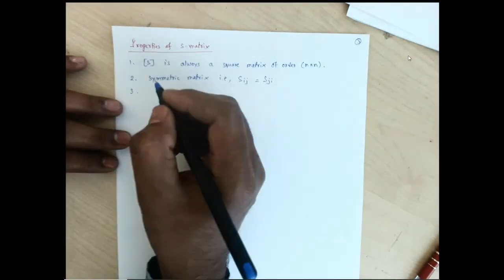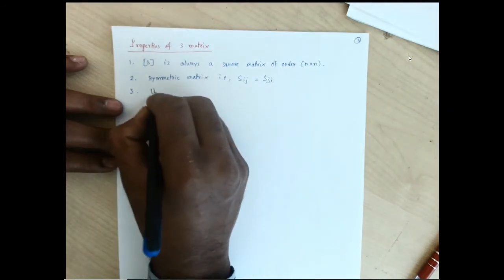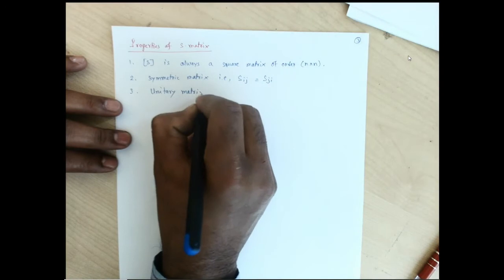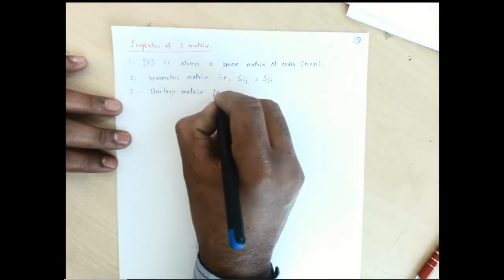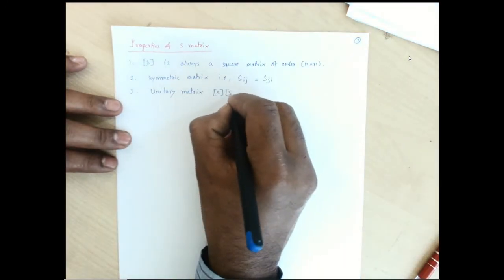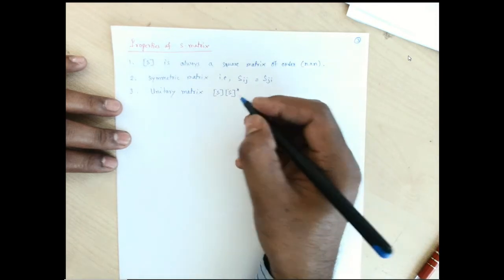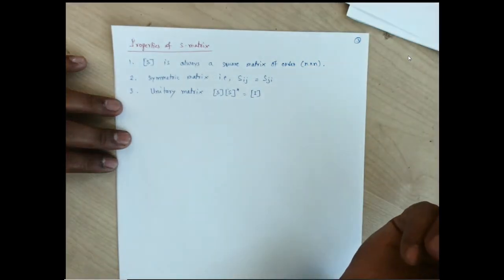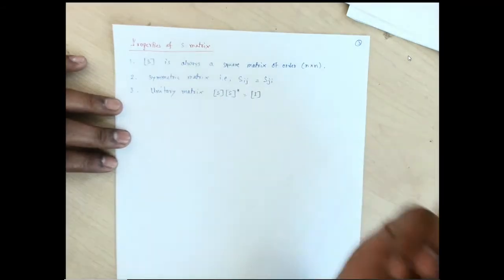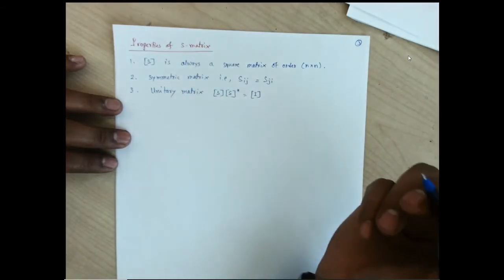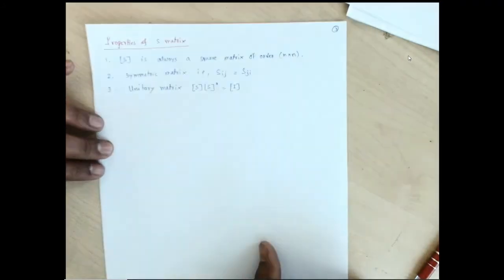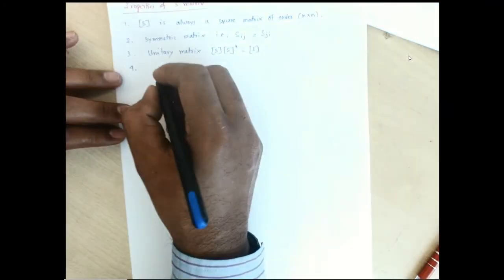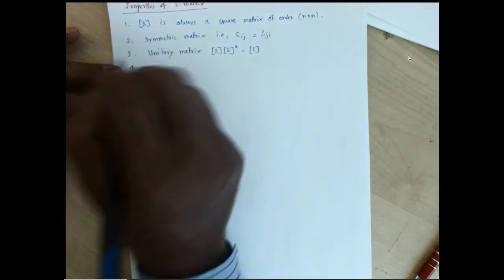It is having the property of unitary matrix. That is, if we are taking the S matrix and multiplying with the conjugate of this, we are having the identity matrix. So this one is the complex conjugate of S. Then fourth property is like this. This is very important property.